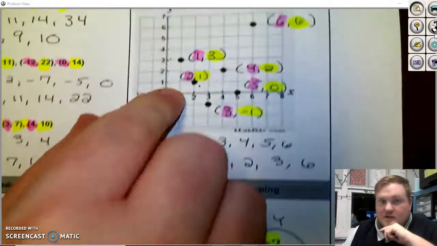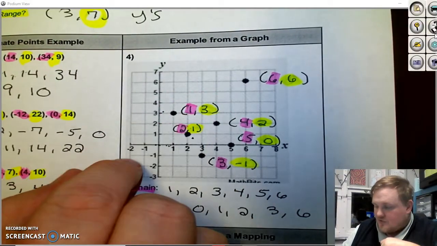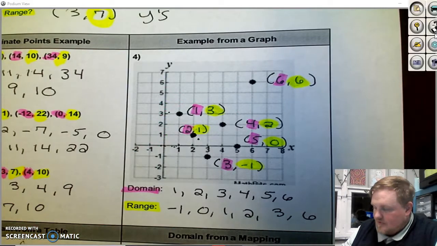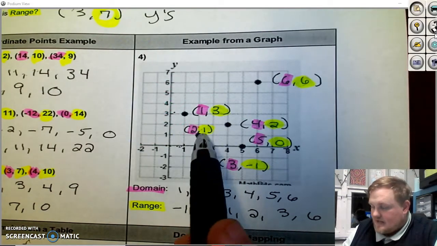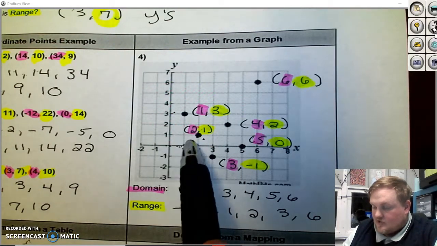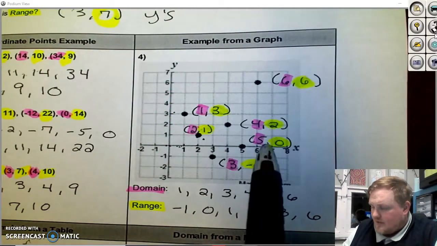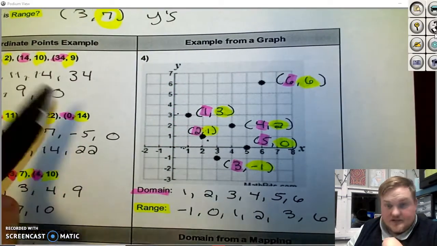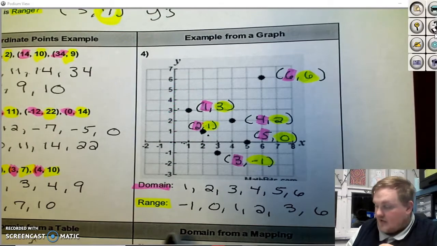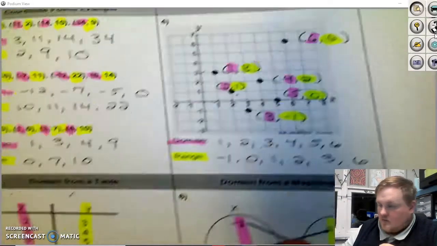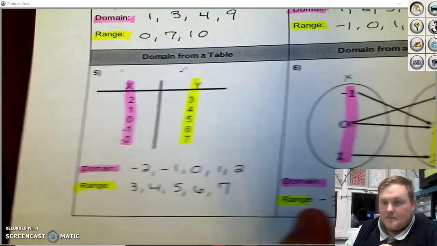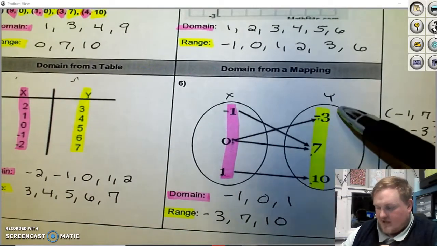When you're given a graph, turn those little points into coordinates. The first coordinate is how many you're going over on the x-axis. So for example, this coordinate here, I had to go over 2. And the second coordinate is how many you're going up or down on the y-axis. So for this point, I had to go up 1. Plot all those points, and then do the same thing you did over here. The domain are the very first numbers. The range are the second numbers, okay? With the table, domain's your x column, range is your y column. Mapping's the same thing, domain, range.